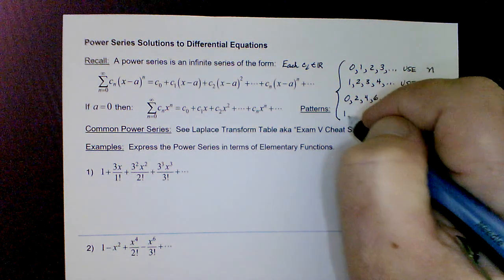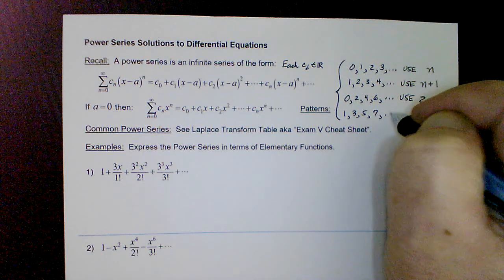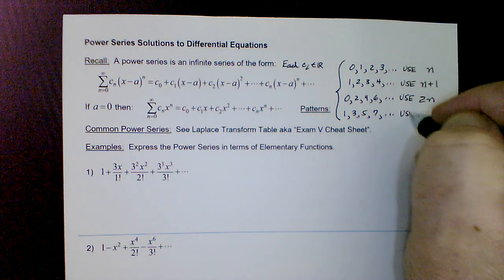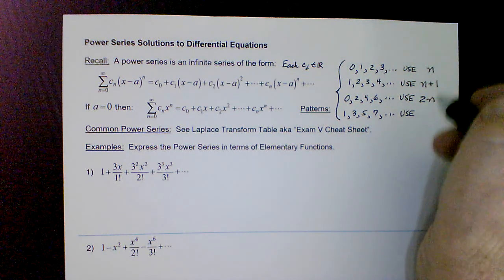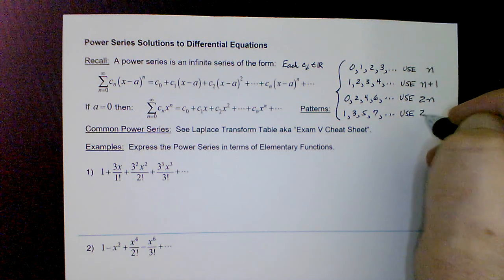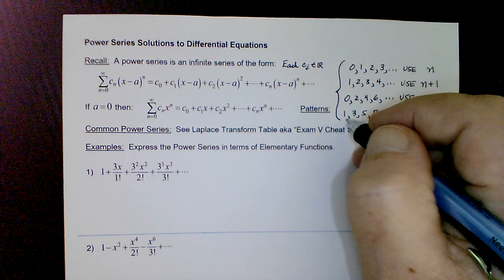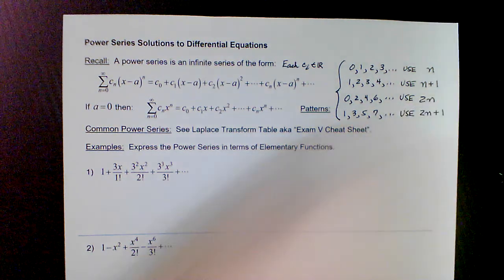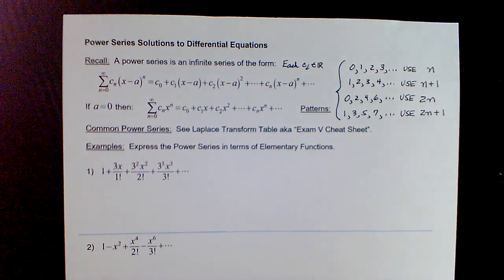Okay, and then the odd numbers: 1, 3, 5, 7. And there, it's actually a combination of a shift and a skip. So you're going to use 2n plus 1. The 1 gets the shift, to start at 1, and the 2 skips every other number, every other integer.